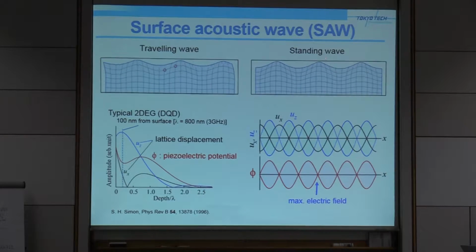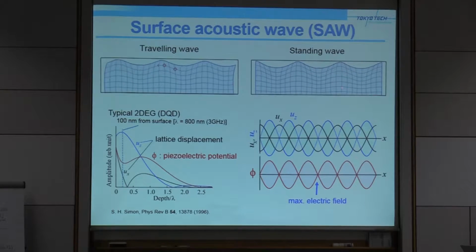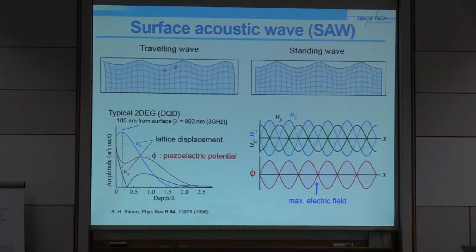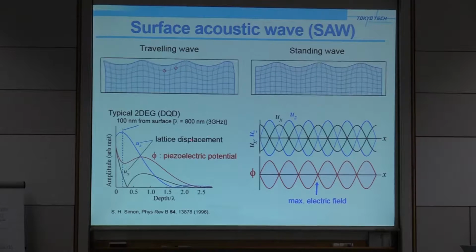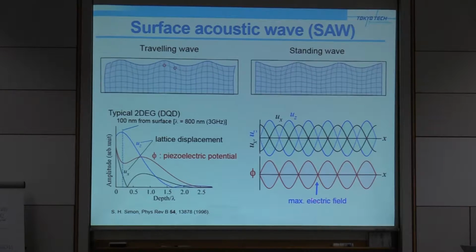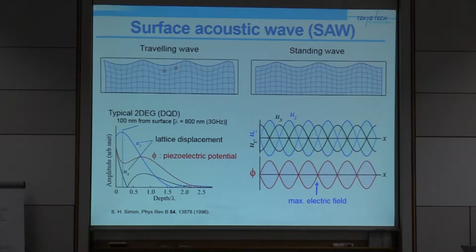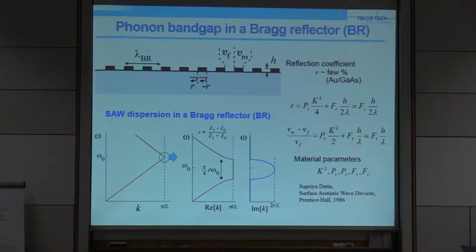So we want to create a standing wave motion inside the cavity. As this animation shows, the node for the vertical displacement and the node for the lateral displacement appear at different positions. So we want to put a double quantum dot at the maximum electric field, or node, of the potential wave. So that is a requirement in designing the surface acoustic wave cavity.